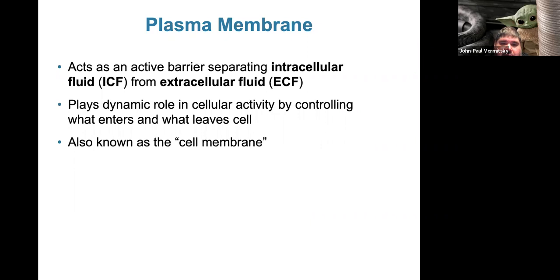So the plasma membrane, this acts as an active barrier separating intracellular fluid from extracellular fluid. Plays a dynamic role in cellular activity by controlling what enters and what leaves the cell. It's also referred to as the cell membrane. Animal cells do not have cell walls, so we will not be discussing that structure here. That is a unique feature with animal cells.